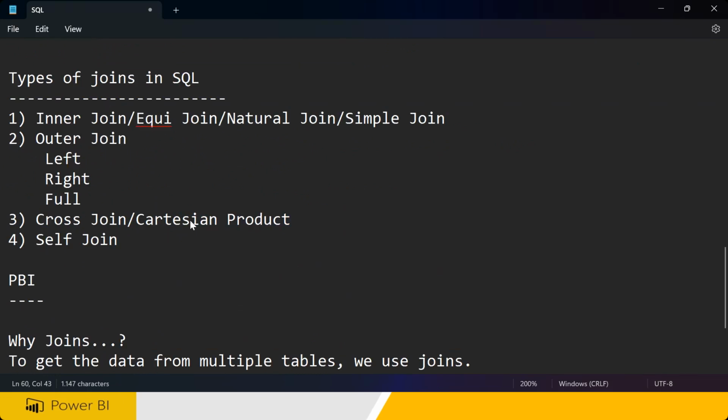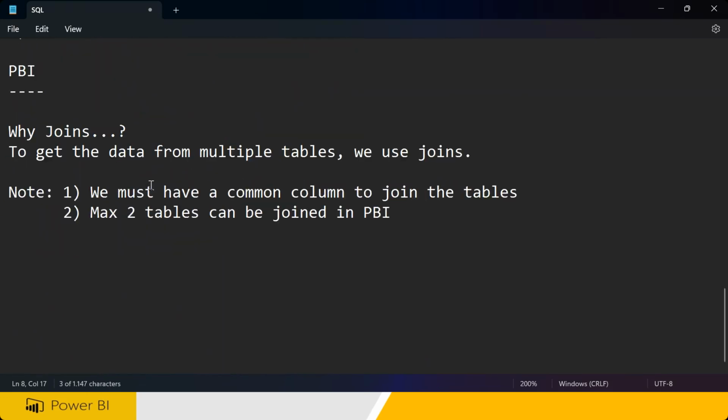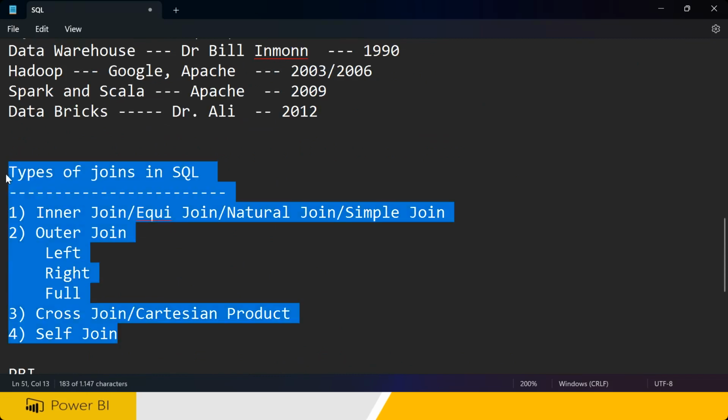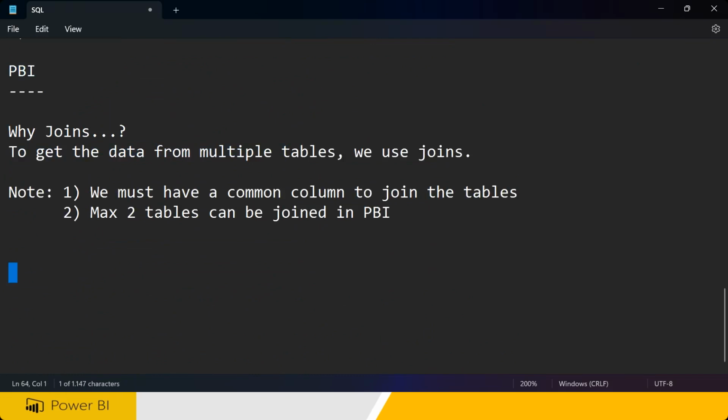SQL, how many tables can we join? 255 tables can be joined at a time. But in Power BI, maximum two tables can be joined. That is one more thing. Now, types of joins in SQL, these are four, but in Power BI, right?